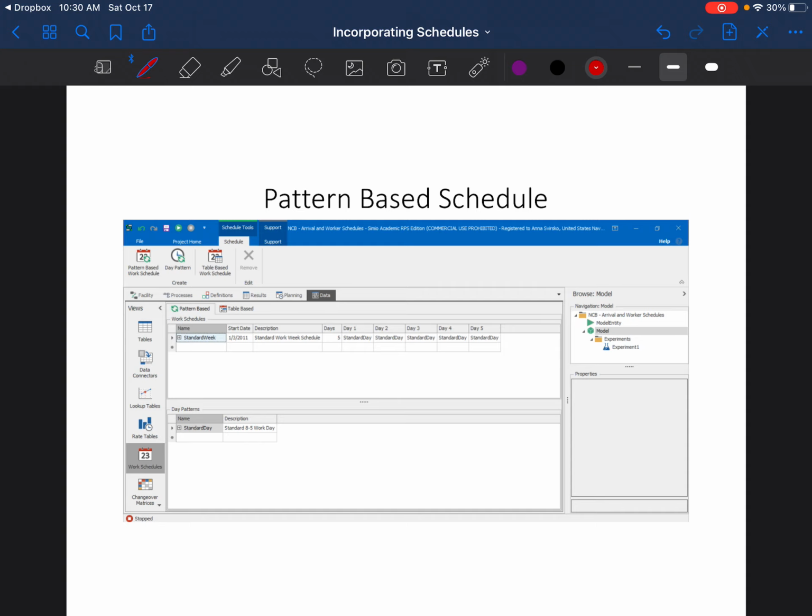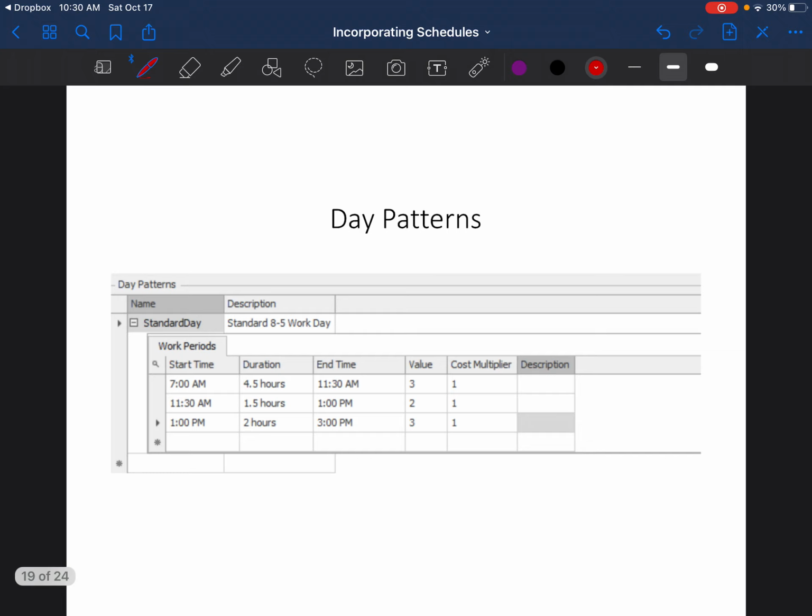When you click over there, you're going to see there's a date. There's this day patterns, and it says a standard day. The description is a standard 8 to 5 work day, and we're going to populate this table with the times that we had from there. So there's a start period, 7 a.m. We tell how long the duration is. Remember that went to 11:30. Then it goes from 11:30 to 1. And then from 1, it went to 1 to 3. And then we put in the values here for the number of workers and cost multipliers over here.